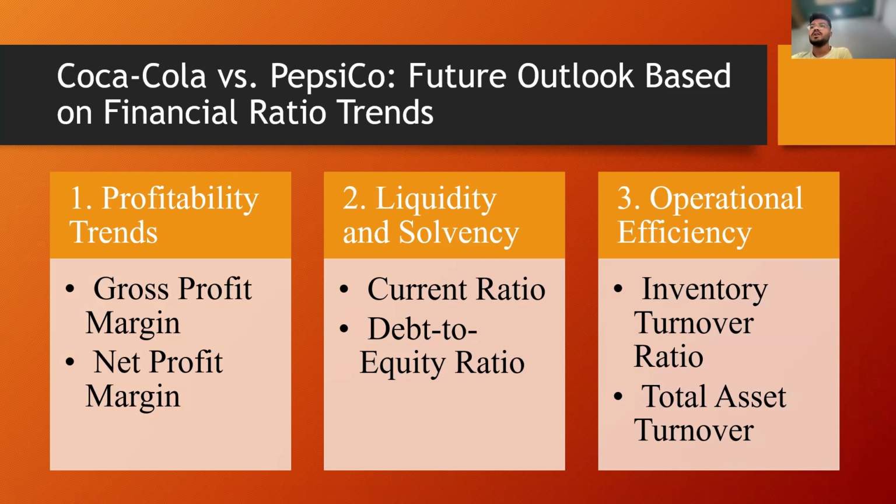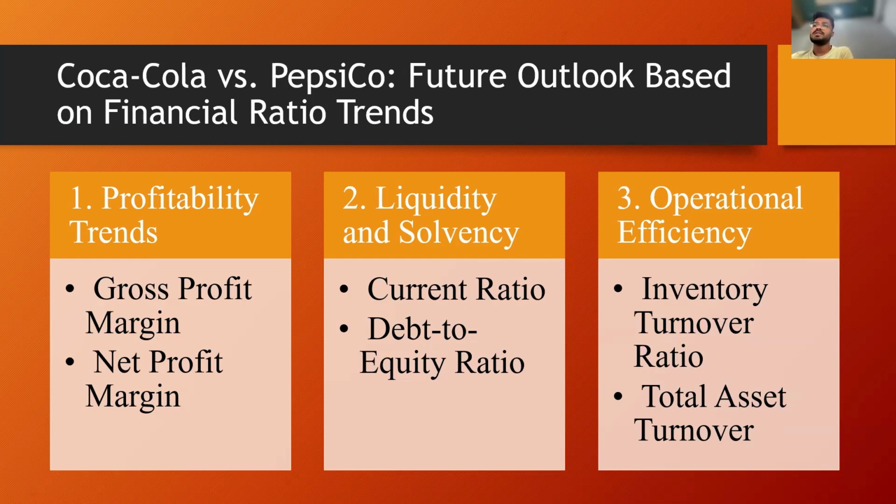Net profit margin: Coca-Cola achieves a net margin of 23.81%, showcasing superior profitability. PepsiCo records a net margin of 8.76%, suggesting room for improvement in cost management. Future implication: Coca-Cola's higher profitability margin positions it well to reinvest in innovation and market expansion.